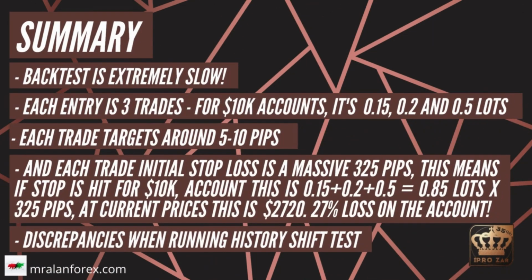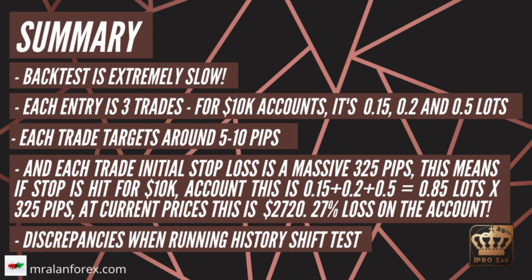So a summary for this trading robot. The backtests are extremely slow. Initially I had wanted to run the backtest from 2018, but it took a whole day and it was nowhere near done. So I've been running backtests from 2020, and even then it's taken almost 3 days to run the control and 2 history shift tests. This makes me think that there is something not quite right about this.